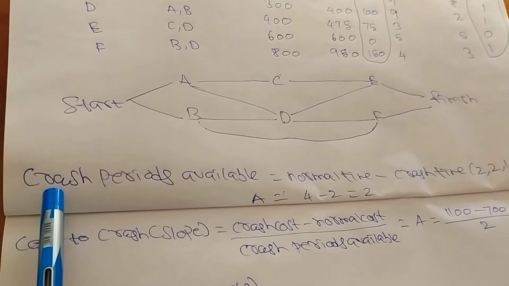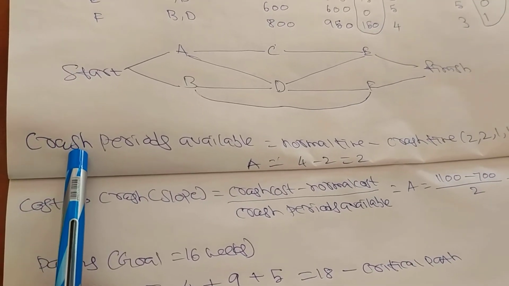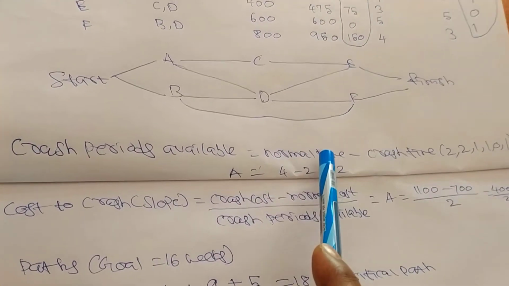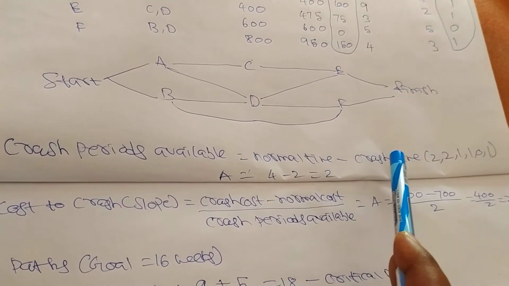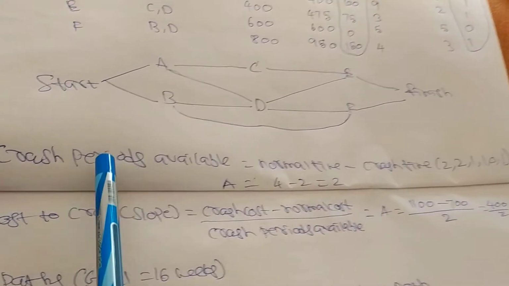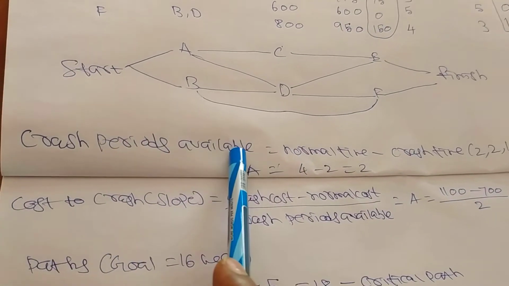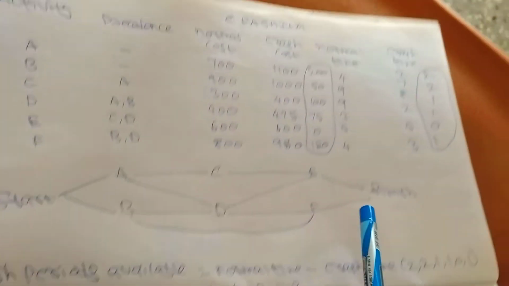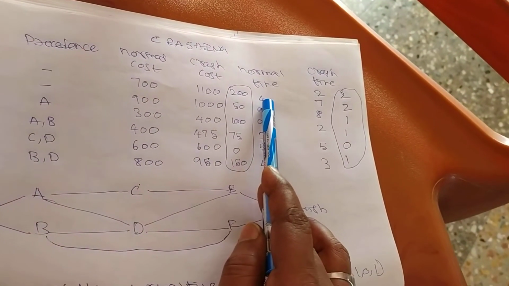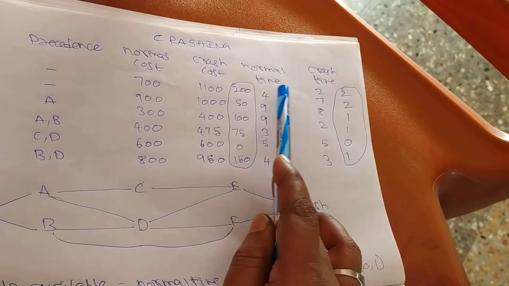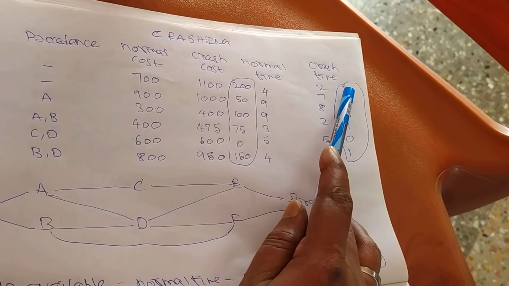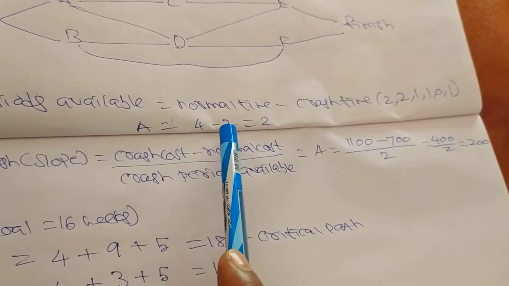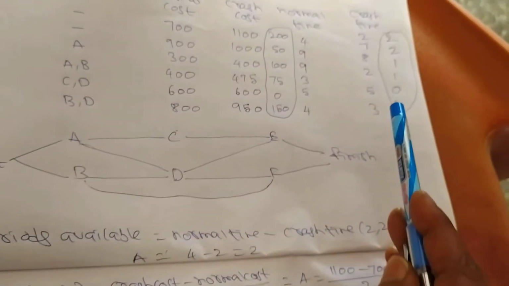So next we have to find out the crash periods available. The formula is normal time minus crash time. So how many crash periods are available? Here we have the normal time, here we have the crash time. For A, 4 minus 2 equal to 2. I put it here. So this is the value.